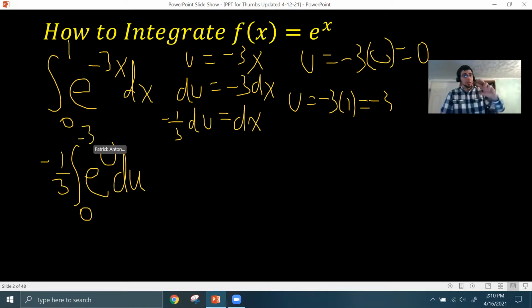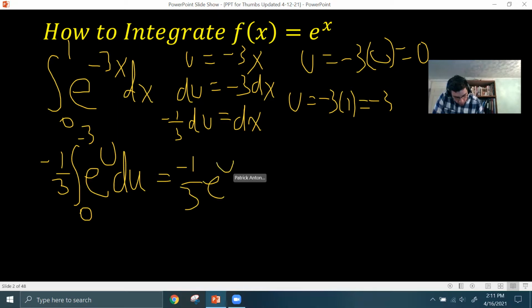Now, I know that the limits flipped essentially, because typically when you write a definite integral, the upper limit is the higher number and the lower limit is the lower number. But don't let that fool you. You don't have to do anything weird with this. Just keep going, okay? So -1/3 e to the u evaluated from 0 to -3.